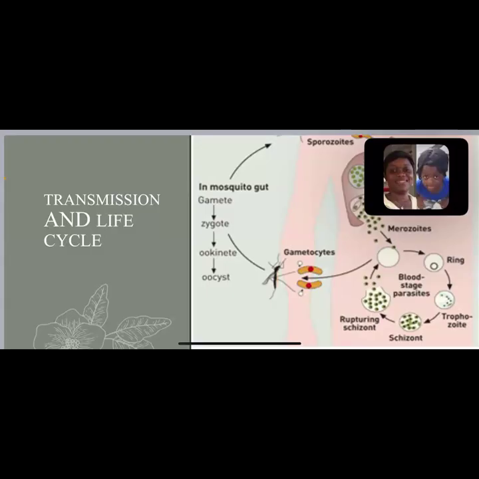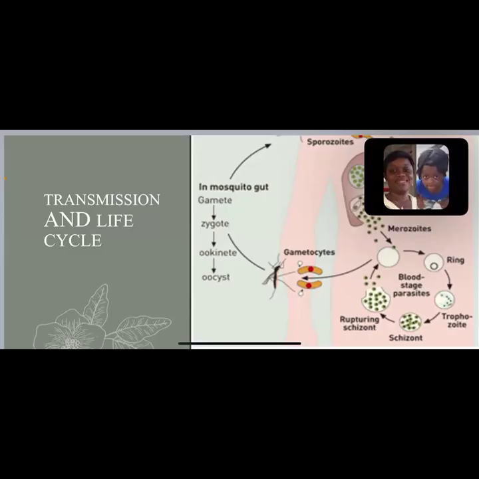And once the mosquito comes to take a blood meal, it takes these gametes along with the blood that it takes. Then these male and female gametocytes start developing in the mosquito. They fuse to form the zygote that develops into the ookinete and then the oocyst, eventually developing into the sporozoites. And these are stored in the salivary glands of the mosquito, waiting for it to come and take another blood meal.